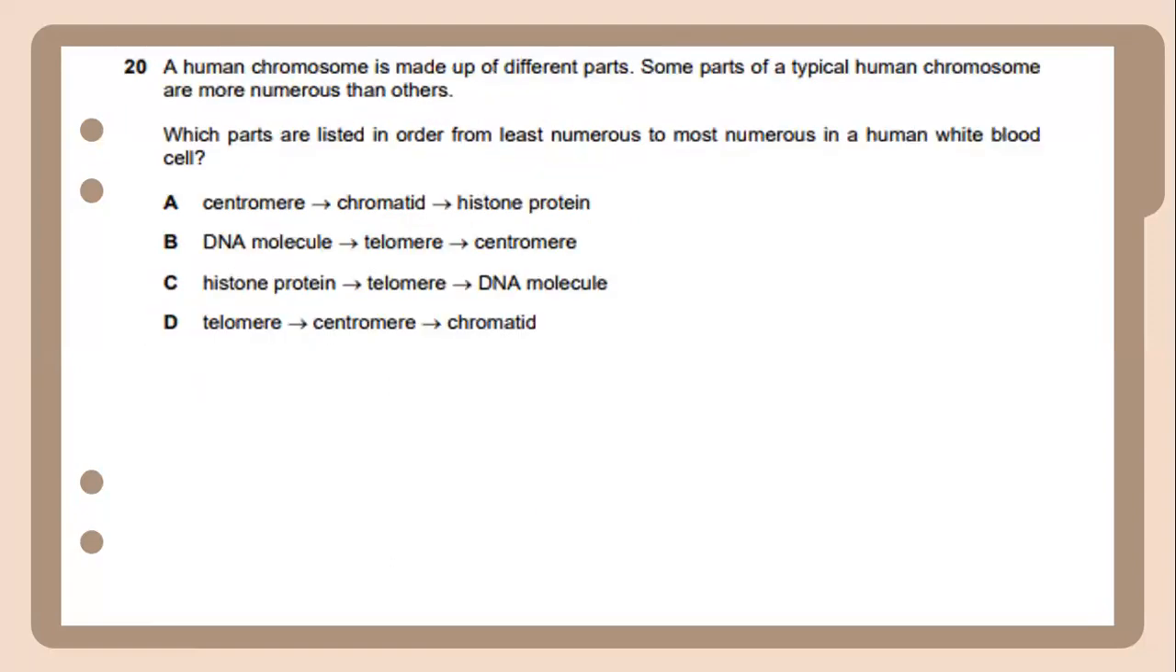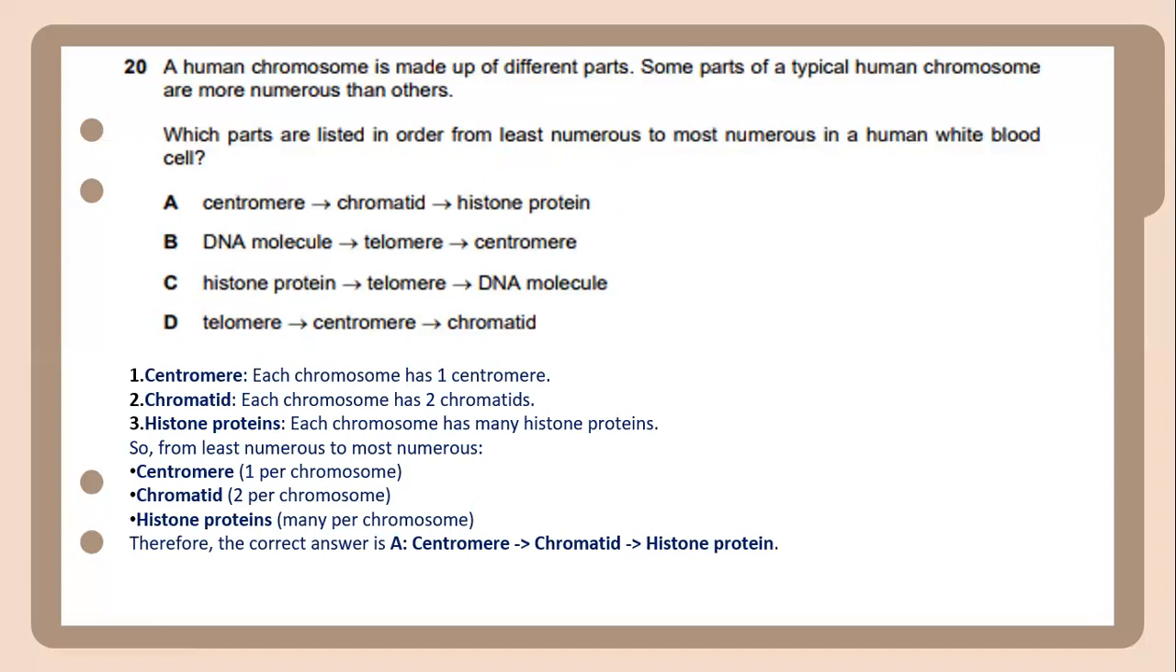The human chromosome is made up of different parts. Some parts of the typical human chromosome are more numerous than others. Which parts are listed in order from least numerous to most numerous in human white blood cells? For the centromere, each chromosome has one centromere.